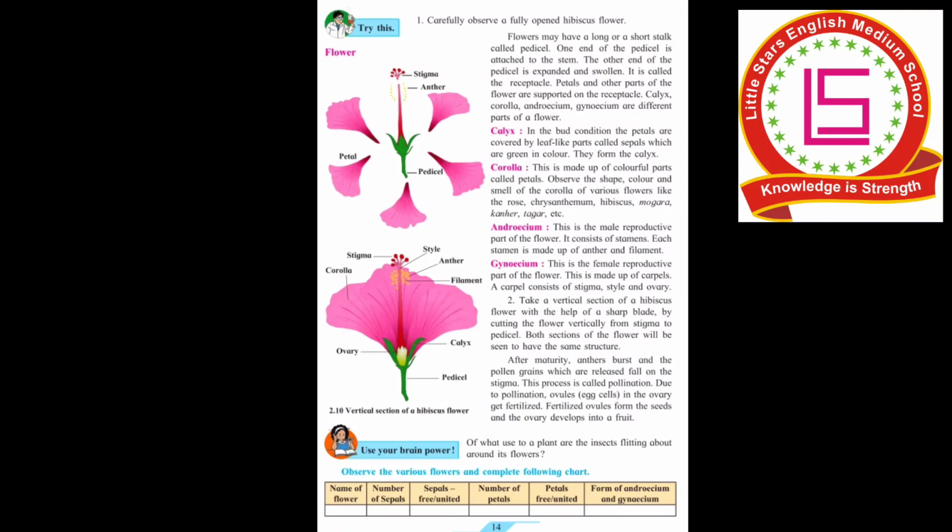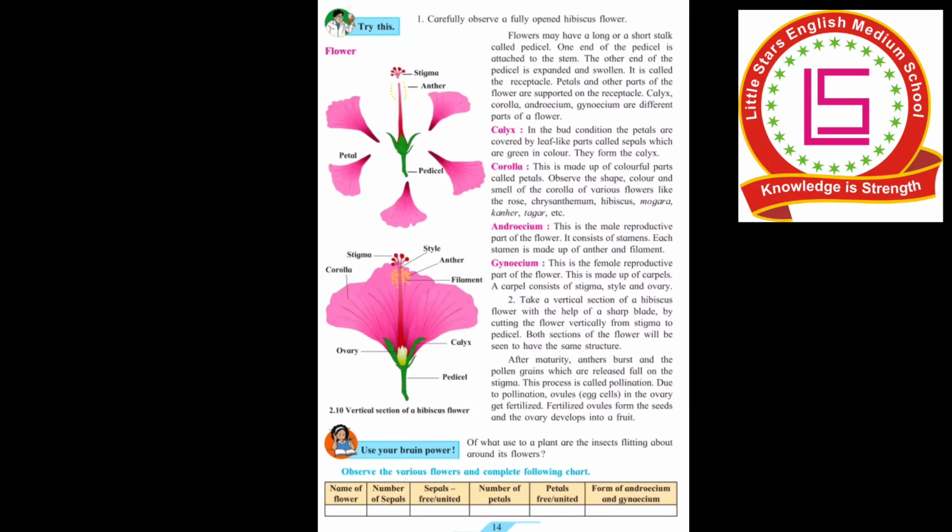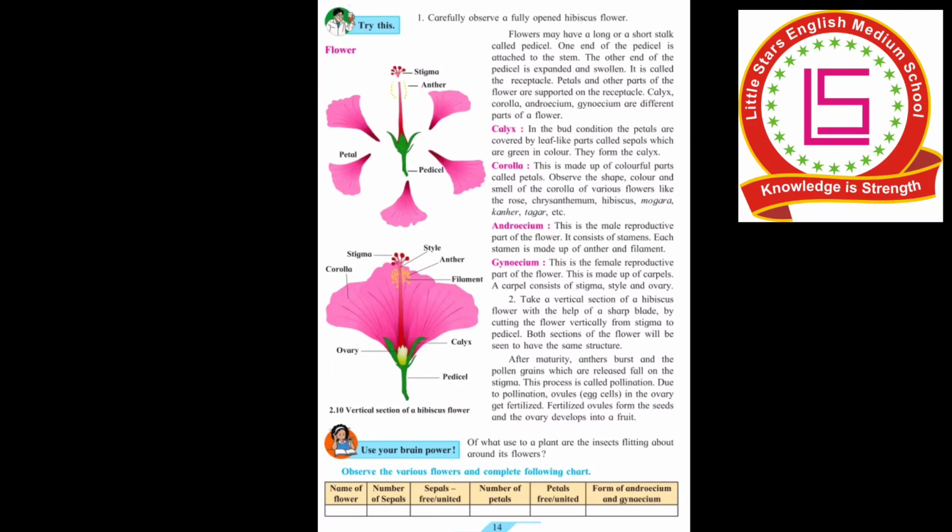Next, the part we'll see is the androecium. This is the male reproductive part of the flower. It consists of stamens. Each stamen is made up of anther and filament. See, you can see in the picture, anther and filament both are shown to you. So the stamen is made up of the anther and filament.